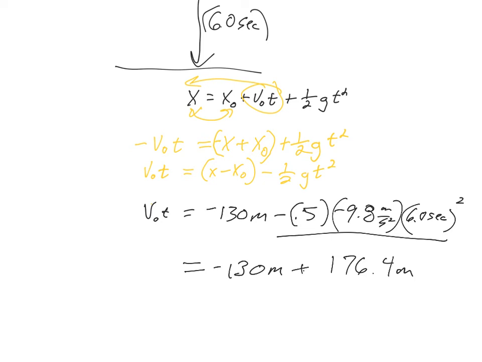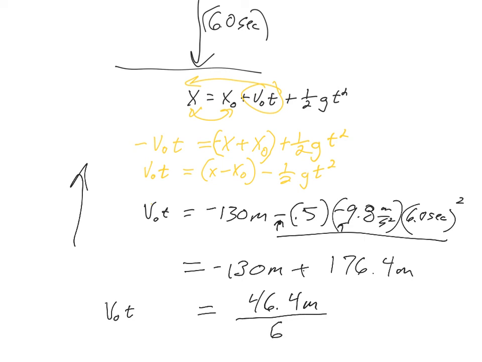Sorry, I misspoke. This is a plus, right? We have a negative here and a negative here, so that's plus 176.4. Boy, I'm really messing this up. So what we're getting is the initial velocity times some sort of time equals this distance that it went up. Remember, it went up for a while before it came back down, and that would be 46.4 meters.